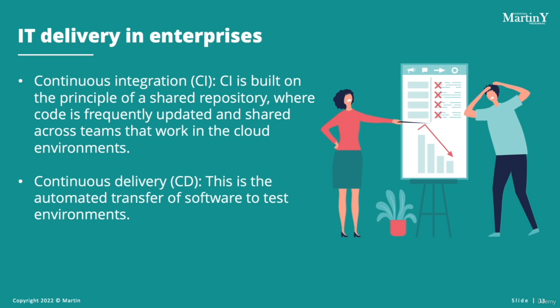Continuous integration, or CI, is built on the principle of a shared repository where the code is frequently updated and shared across all the teams that work in a cloud environment. Continuous integration allows developers to work together on the same code at the same time, and so changes to that code are directly integrated and ready to be fully tested in different test environments. On the other side, continuous delivery is the automated transfer of software to test environments. The ultimate goal of continuous delivery is to bring software to production in a fully automated way.